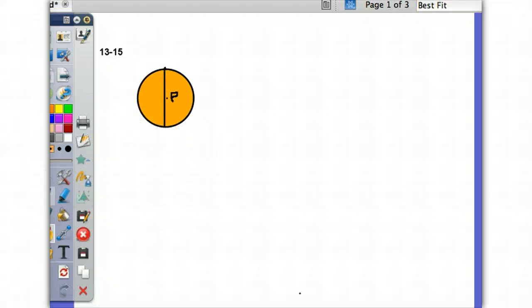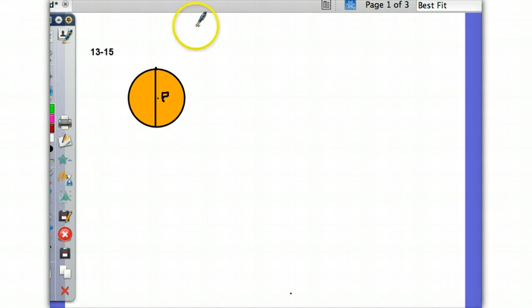Let me just give it the names. What is it? AB? Yes. All right, so it would be A, B. That would be our diameter. But you could go that way with it. As long as it goes through point P, it's going to be a diameter.